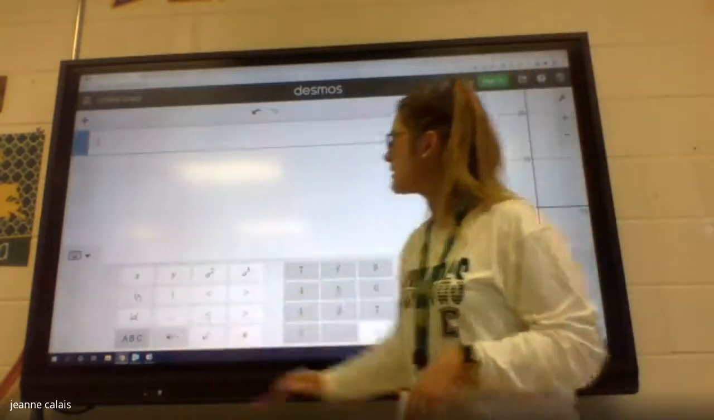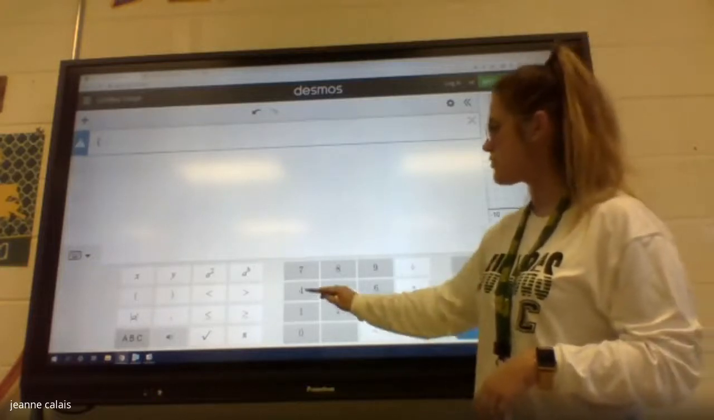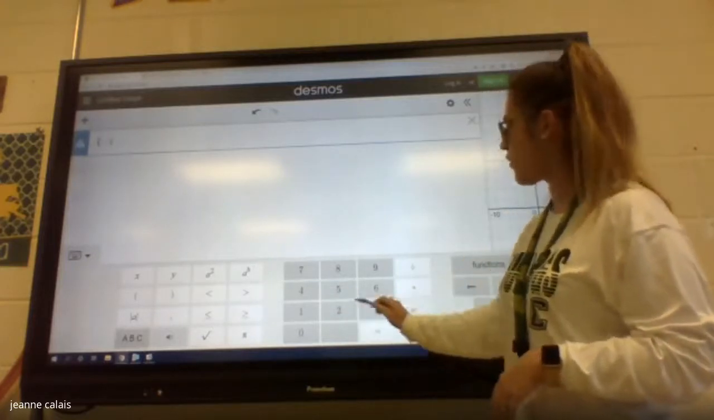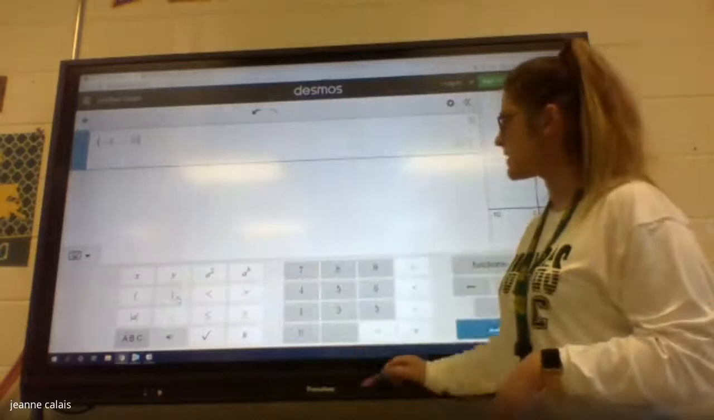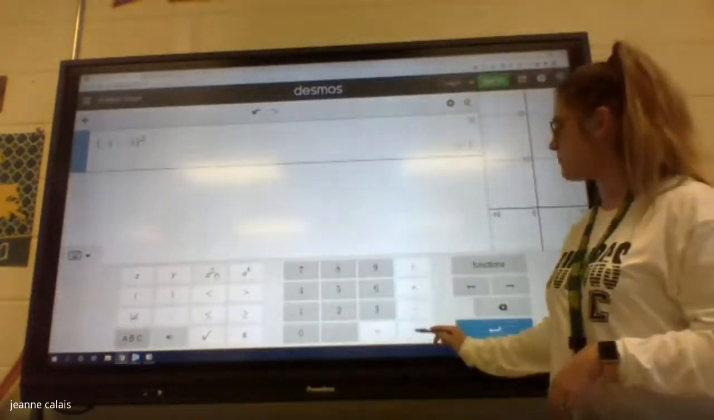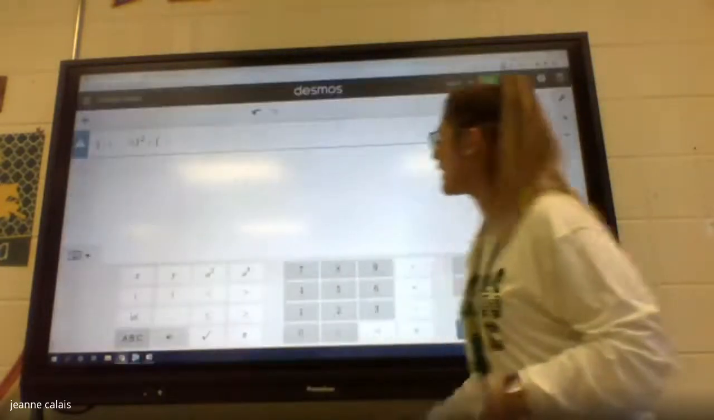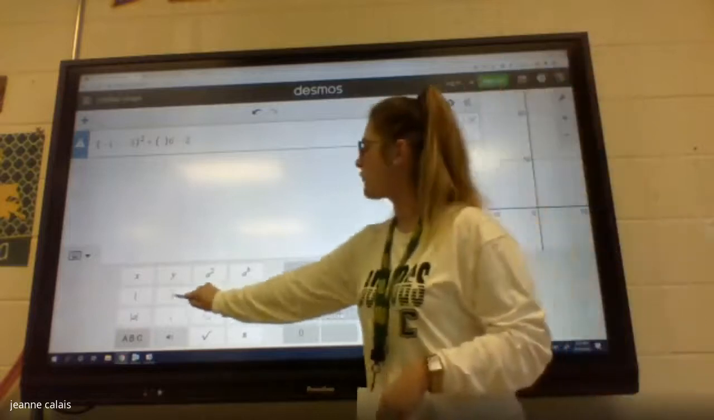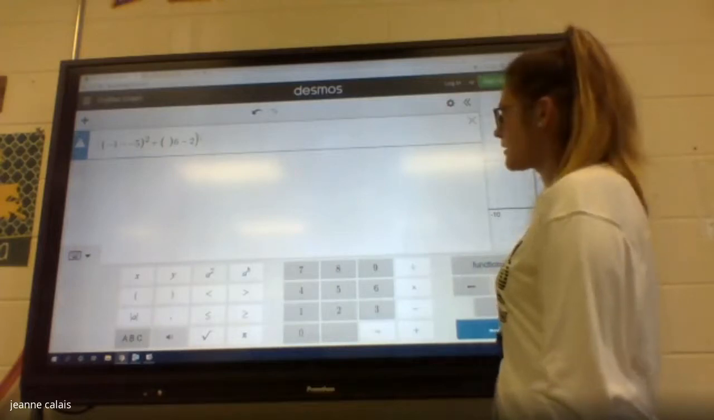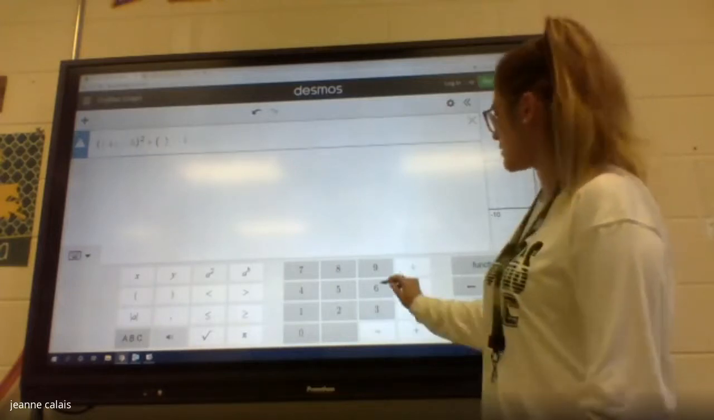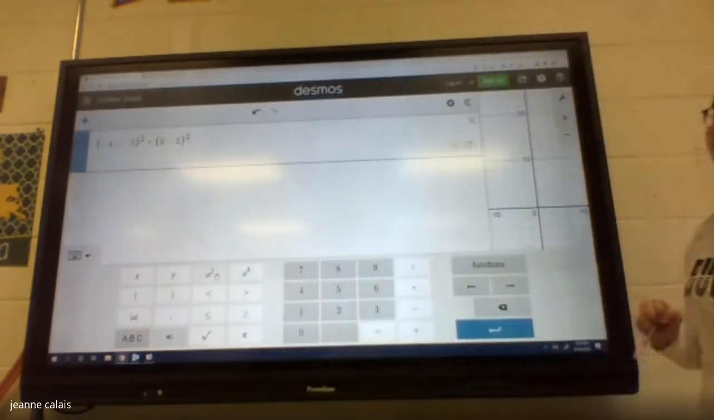You have your parentheses, negative. What you're going to use for a negative is the minus symbol. You can't for the graphing calculator. Make sure you close your parentheses, then hit square, then plus, open, 6 minus 2, don't forget to close, then squared. So 17.